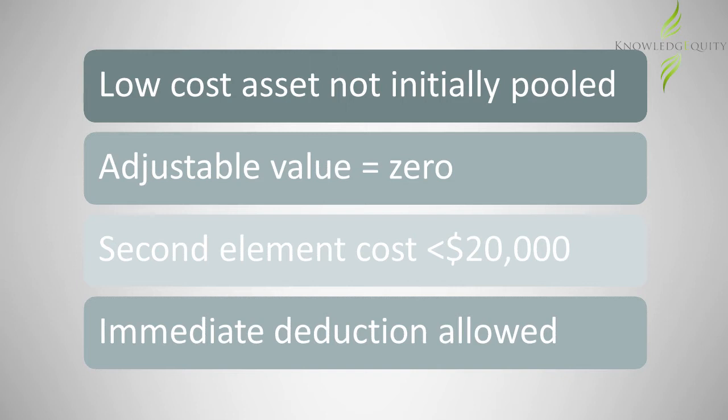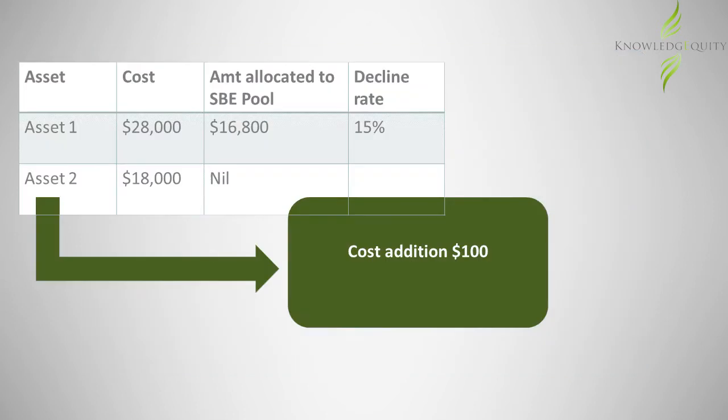So if Small was to make a cost addition of $100 to asset 2 in a later income year, then an immediate deduction of $60, which is the 60% taxable purpose, is allowed. However, if instead a cost addition amount of $21,000 was made, then the asset is allocated to the SBE pool with an adjustable value of $12,600. There will be a decline rate of 15% applied to this in the year it is allocated to the pool.